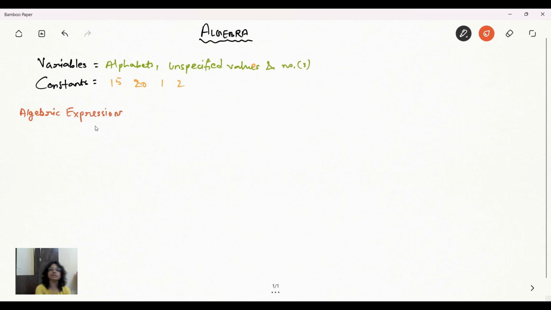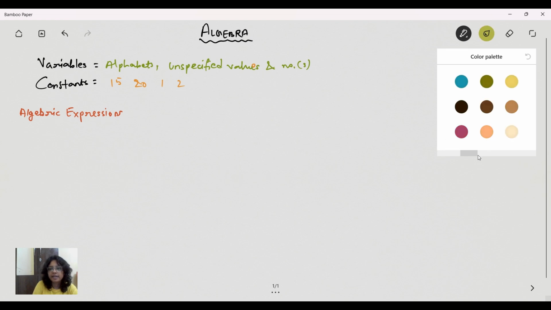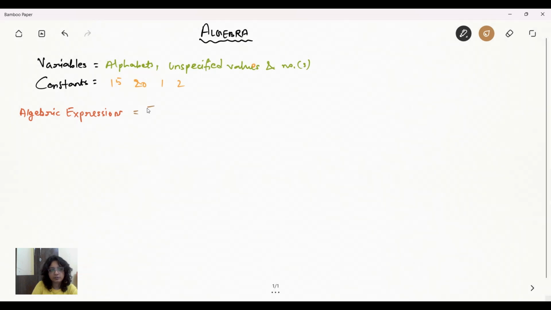Numbers are what? Numbers are basically the constants. So it will comprise some constants, some variables, and some operators with them to construct an entire mathematical expression, or what we better know as an equation. So in simplified terms, we can say that algebraic expressions are actually equations.